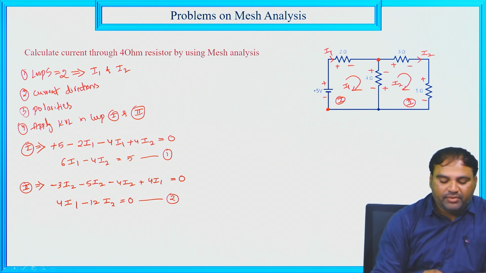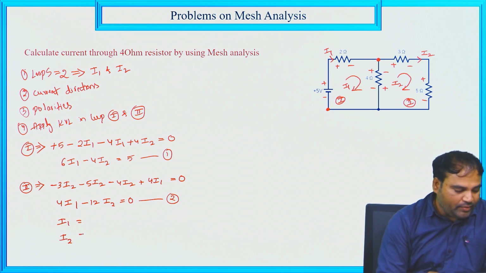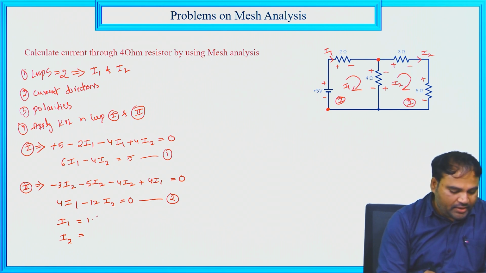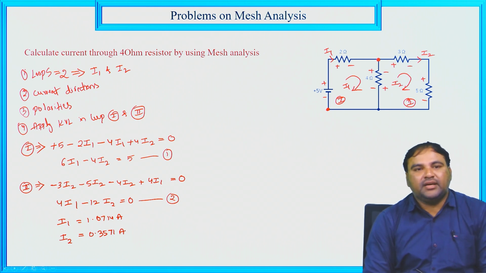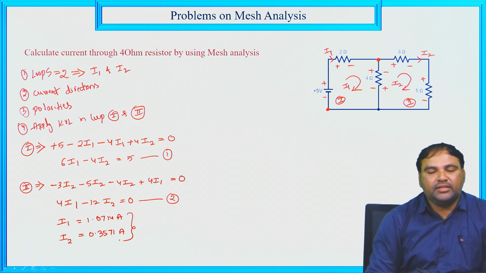Now by solving equation 1 and equation 2, we will get the I1 value and I2 value. Here the I1 value is 1.0714 amperes and the I2 value is 0.3571 amperes. These two are the loop currents of the given circuit.